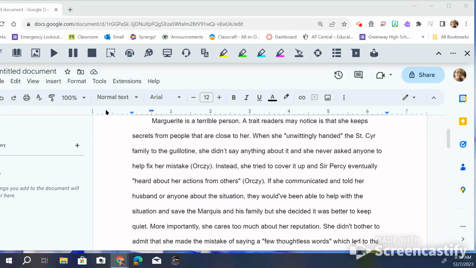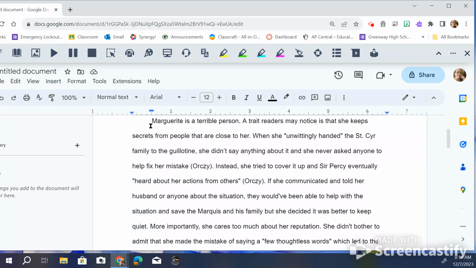Okay, what I have here are two paragraphs. The first paragraph, Marguerite is a terrible person. This came from a classmate, so let's be kind, but I will say this is a successful paragraph. I've not read this specific paragraph ahead of time, but I do know because it passed, it's successful.